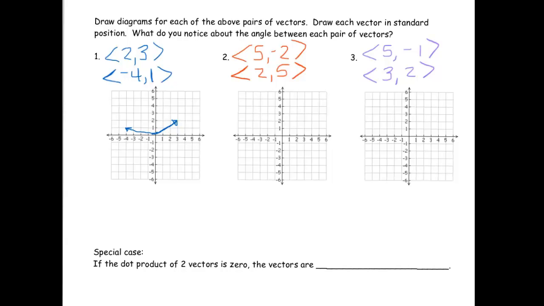Okay, let's go over to this one. 5, -2, that's right 5 and down 2. So that would look like that. And then 2, 5 is right 2 and up 5.